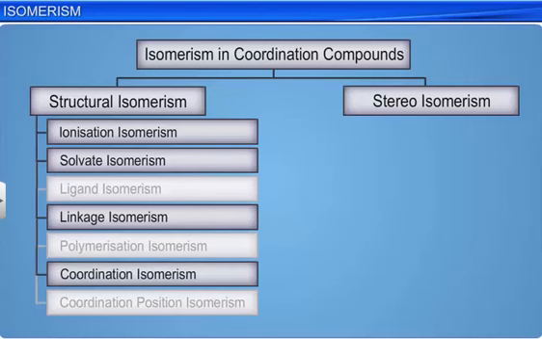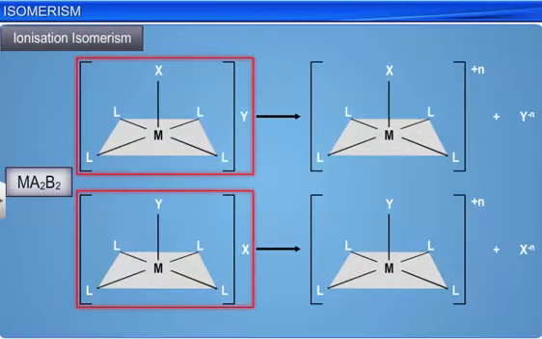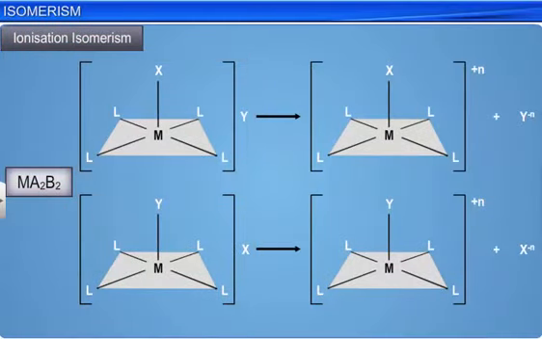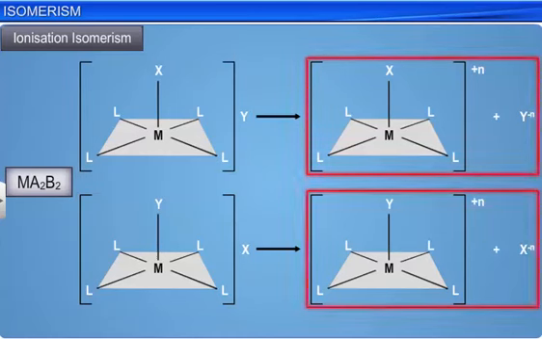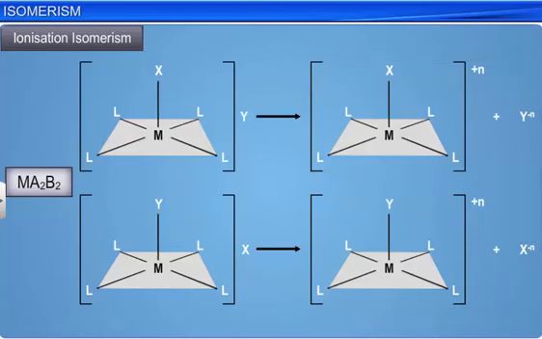Compounds that have the same stoichiometric composition but yield different ions in a solution are called ionization isomers. This type of isomerism is due to the exchange of groups between the complex ion and the ions outside it. The composition can be determined by a precipitation reaction. Pentaamine sulfato-cobalt 3 bromide and pentaamine bromido-cobalt 3 sulfate are two ionization isomers.